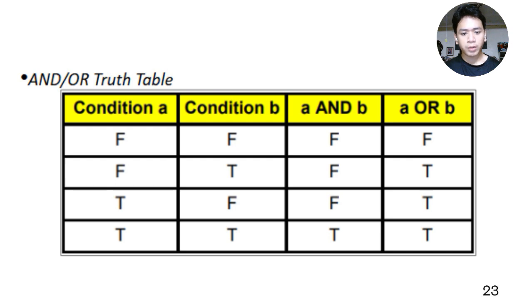For the or operator, we only need one of the conditions to be true for the result to be true. The only time or returns false is when both conditions are false. These logical operators, and, or, and not, help us create more complex decision-making logic in programs.